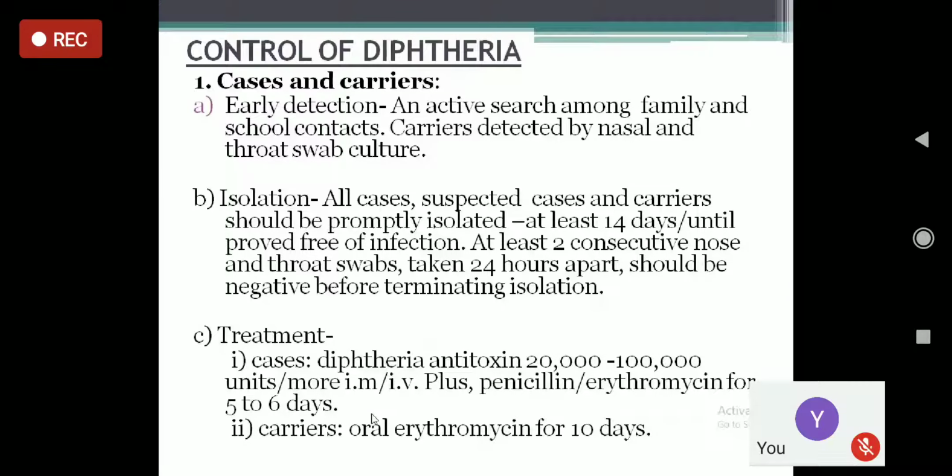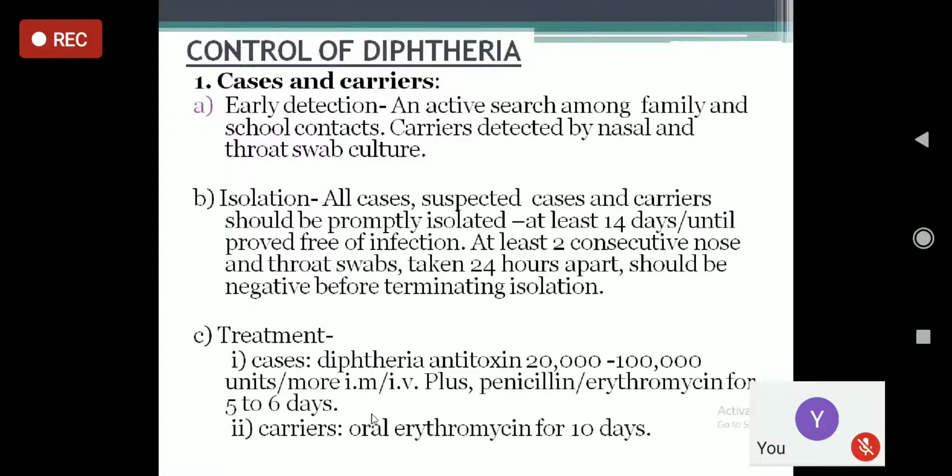So for cases, we have to keep them for 14 days. But for suspected cases and carriers, we have to do the test as soon as possible, with two cultures from the nose and throat collected 24 hours apart. If they come out negative, then we can send the person home, for cases and carriers. But for cases, you have to wait 14 days and do the test daily.